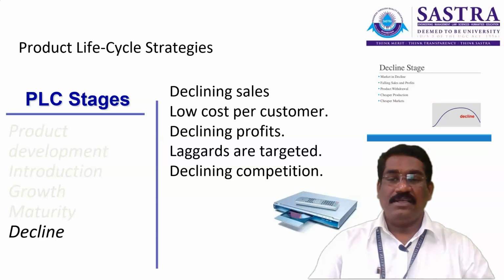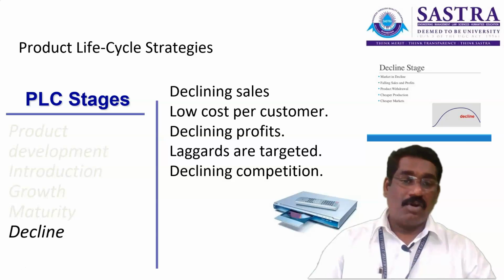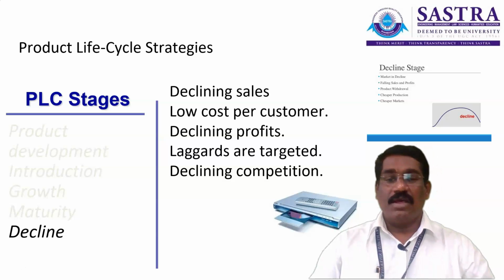product category, and also we have to target laggards, and also we can see that the competition is also declining. As a matter of fact, the market is already saturated, and that's the reason why, at the stage of maturity itself, you would have modified the product, you would have developed new models so that you will not end up in the stage of decline.